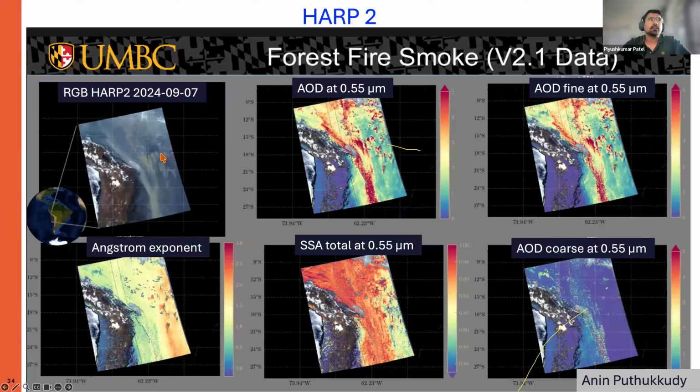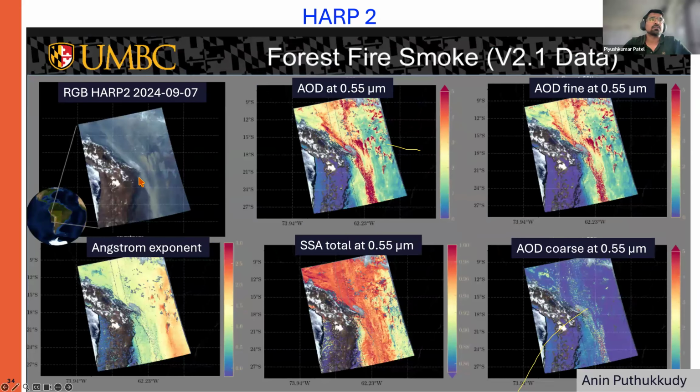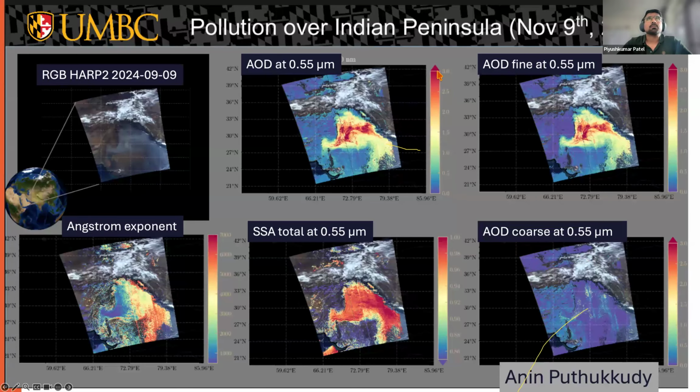And if you can see, they are also retrieving the aerosol optical depth, fine mode aerosol optical depth, angstrom exponent, single scattering albedo, and the coarse mode AOD. So this is a picture of forest fire smoke. If you see the pollution over the Indian Peninsula, you can see a very bright patch here, the high AOD value. And you can see they are also retrieving the angstrom exponent, SSA, and the coarse mode AOD. So there is almost no coarse mode AOD, but you will see mostly the pollutions. That's why we have a high fine mode AOD.